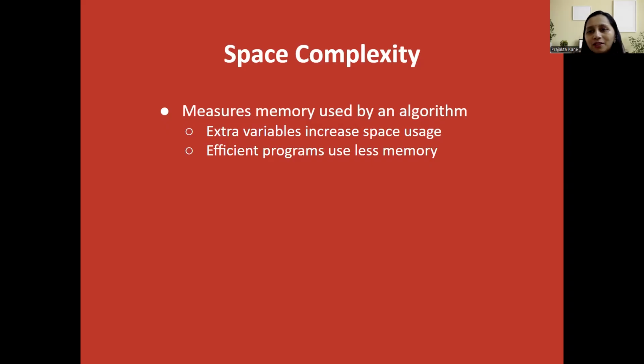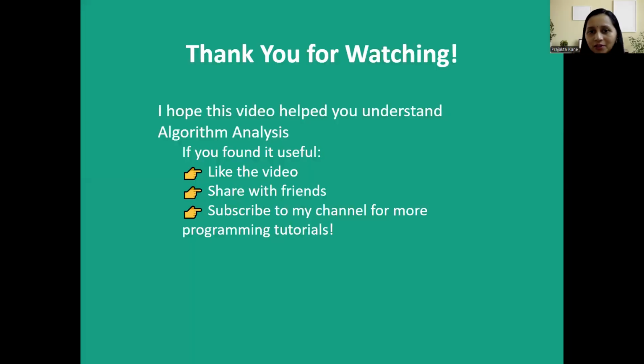Efficient programs use less memory. So this is a very important part: if I want my program or my software to be efficient, I have to focus on using a very small amount of memory. That will make my program more efficient. That's it. This was all about what algorithm analysis is, why it is important, and what space and time complexity are. I hope this video helped you understand algorithm analysis.